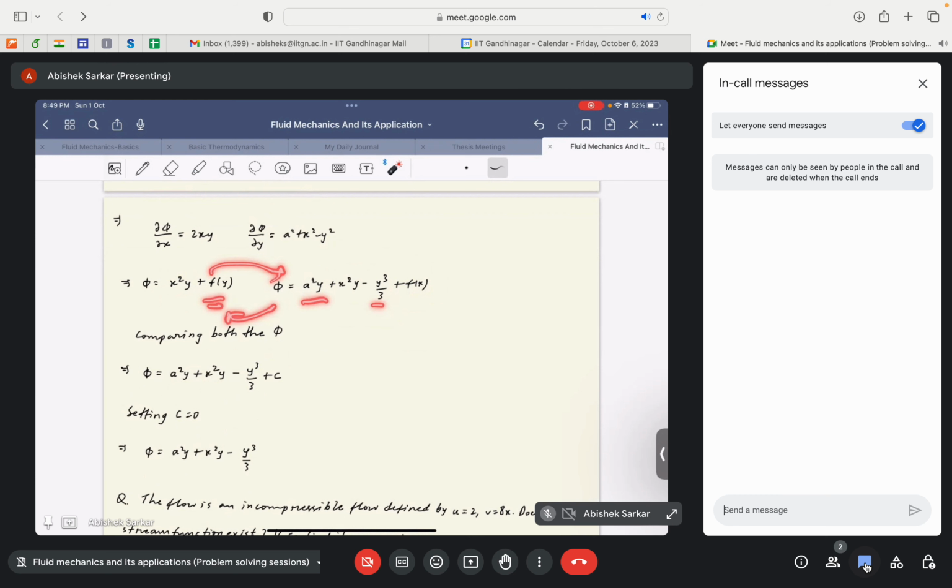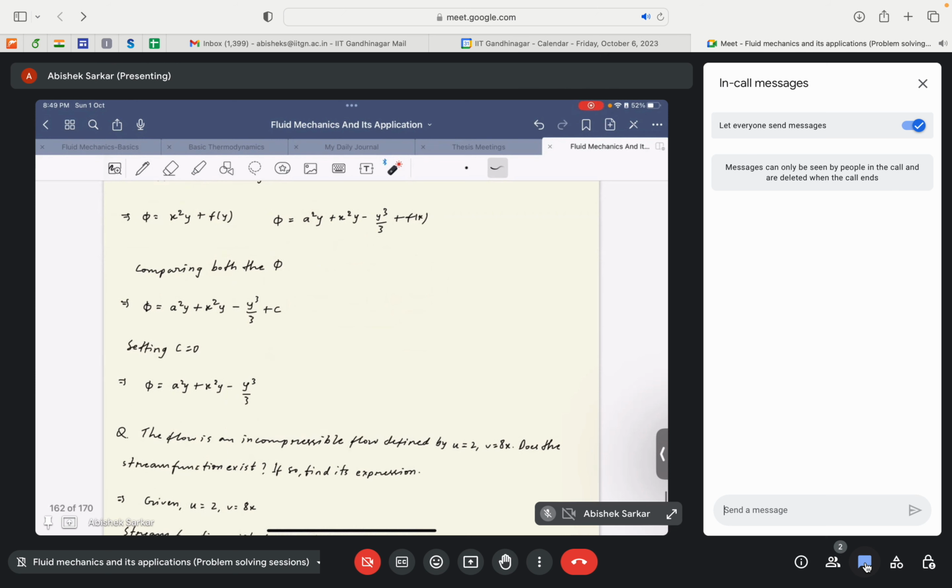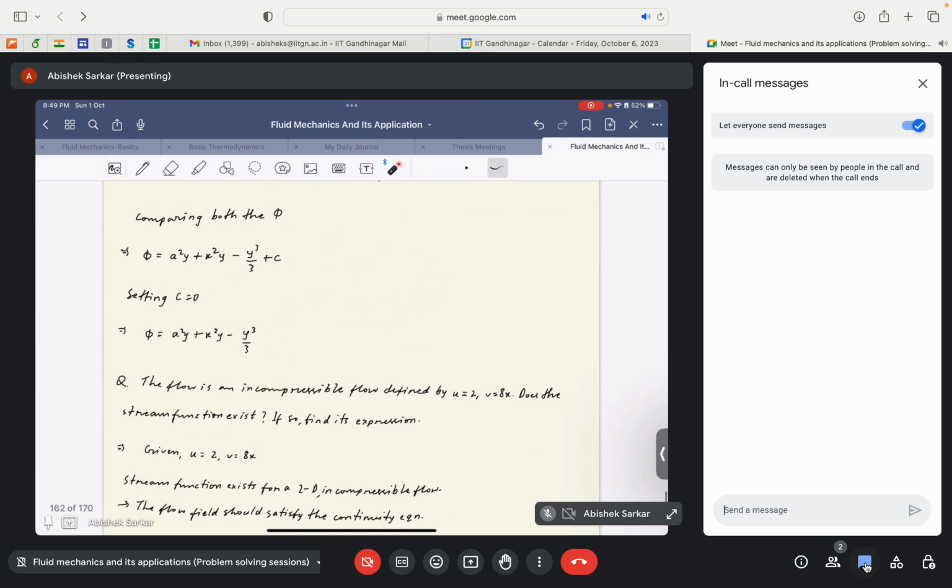Just compare the two terms and see whatever is missing and whatever is there, then just find the composite form. Okay, so from that we get that phi is equal to a square y plus x square y minus y cube by 3 plus c. Again, if we set c equal to 0, which is the general practice that we told, phi will be given by a square y plus x square y minus y cube by 3. Okay, so this is the functional form of phi.